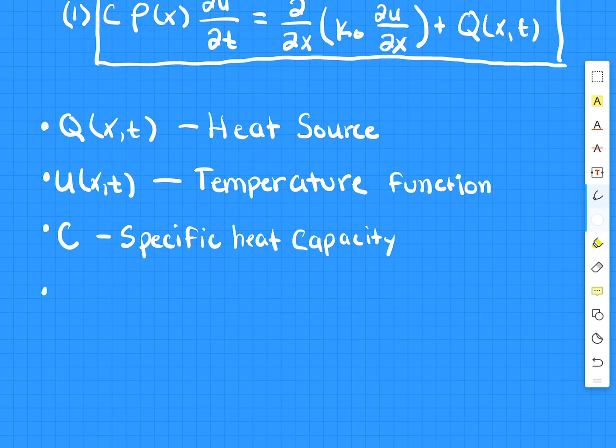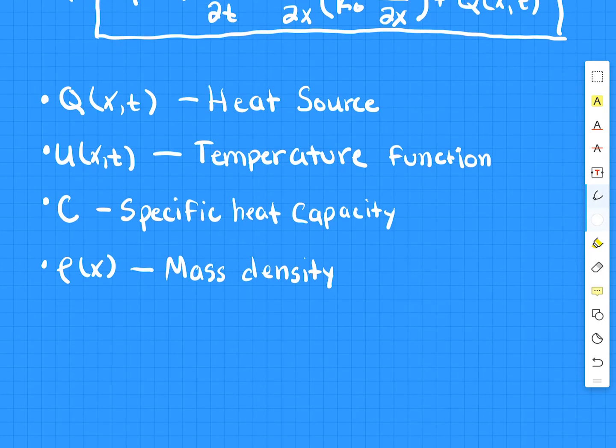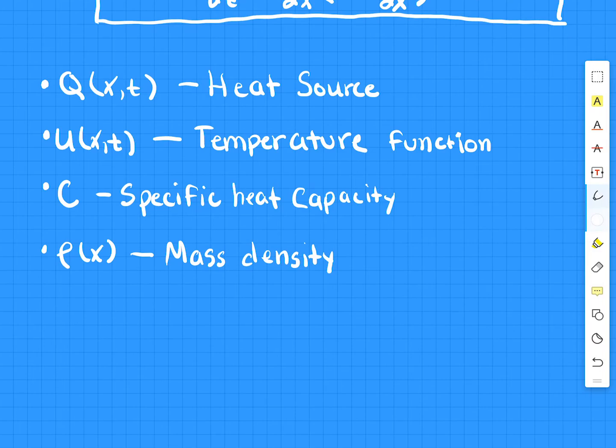Our next parameter, rho of x, is our mass density. And this is exactly what it sounds like. Essentially, it's the mass density of any object we have. Something like a metal will have a very high mass density, whereas something less dense, for example styrofoam, will have a smaller mass density. And that's pretty straightforward and self-explanatory.